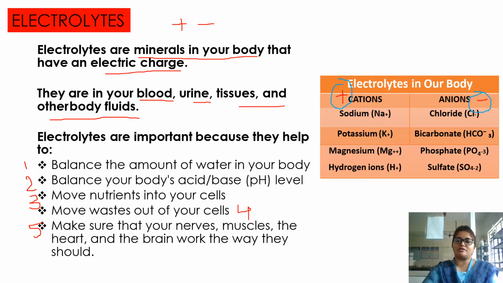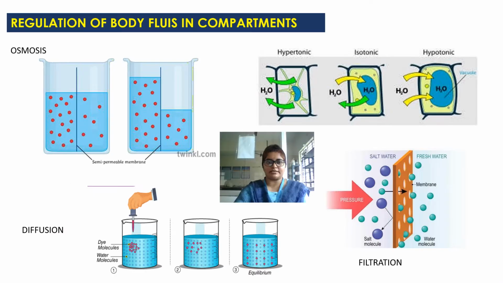So under cations we have sodium, potassium, magnesium and hydrogen ions. If you see, they all have the positive charge, that is why they are called cations. And then we have chloride, bicarbonate, phosphate and sulfate. These are all called anions because they are carrying the negative charge. So these are the electrolytes that are present in the body. Next, going to the next slide.